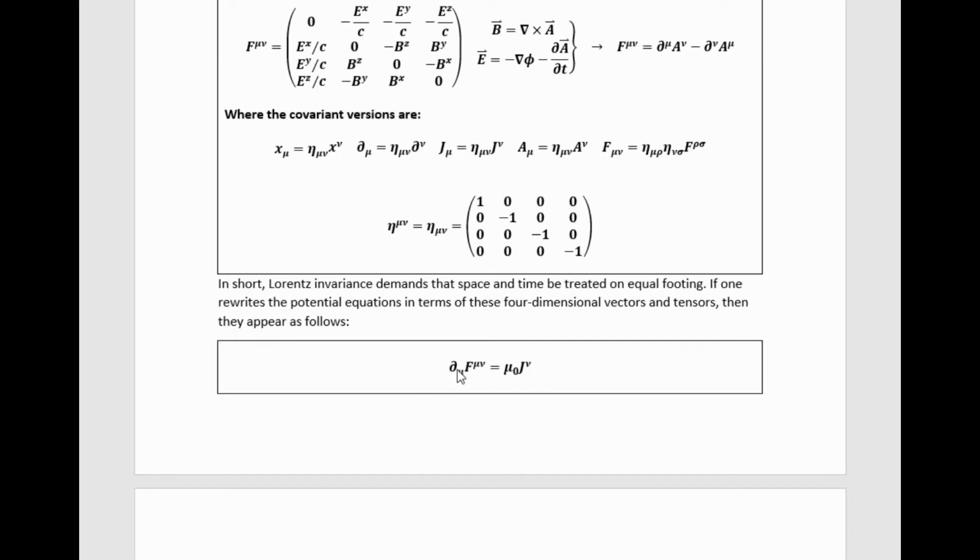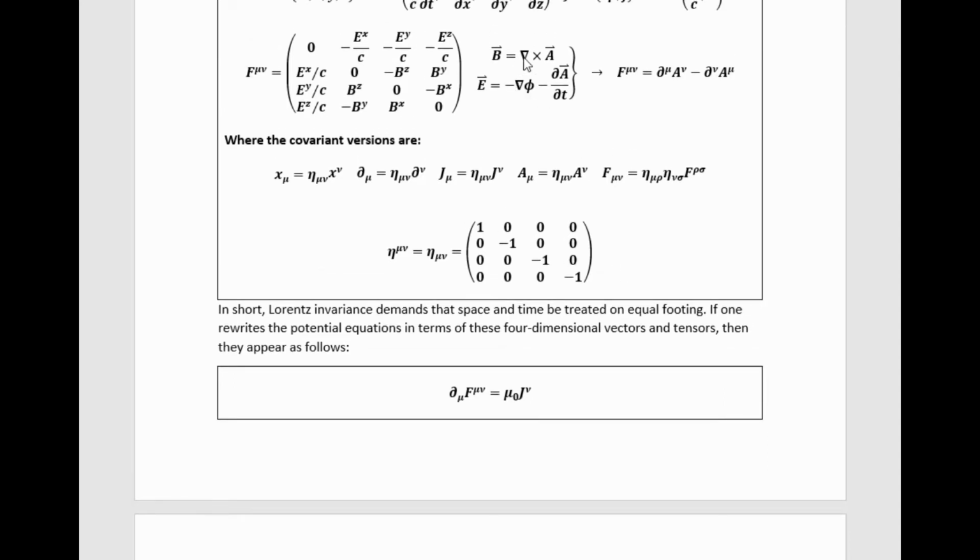These are the inhomogeneous equations. I haven't bothered to write out the homogeneous ones because we already solved the homogeneous ones by the form of these potential formulas for the electric and magnetic field, which gave us this formula for the Faraday tensor. So basically, by stating this formula for the Faraday tensor, we are encoding the same information that the homogeneous Maxwell equations originally gave.